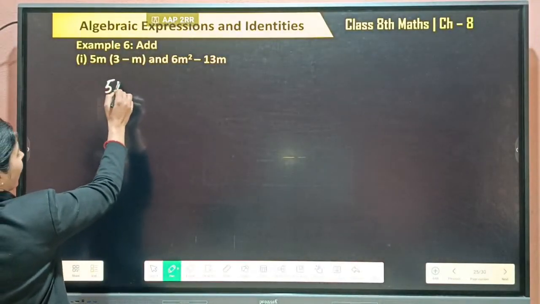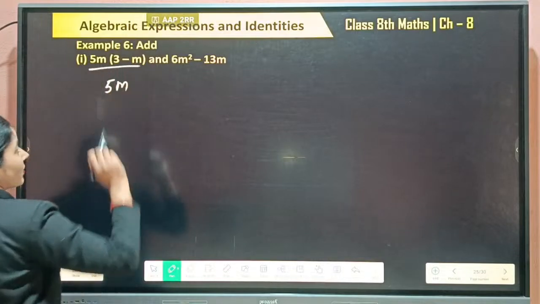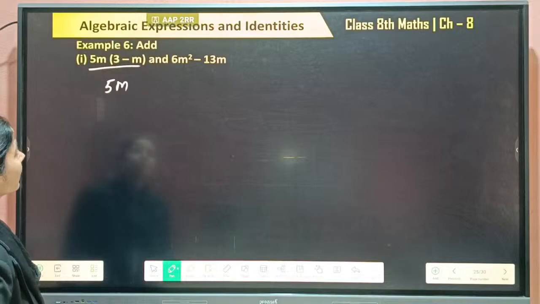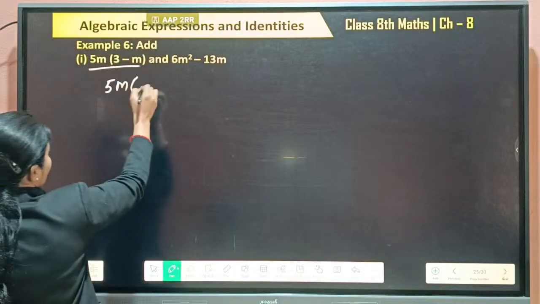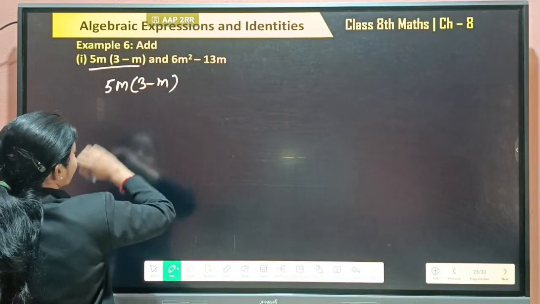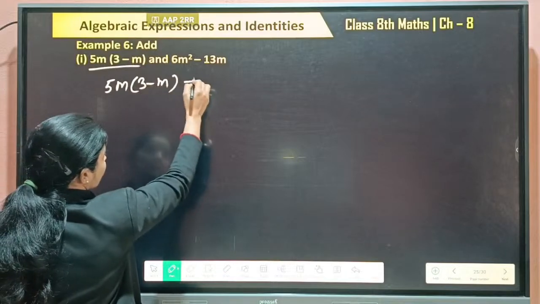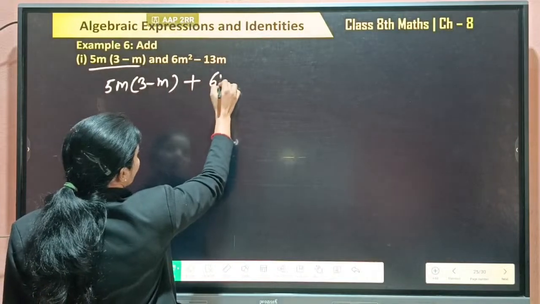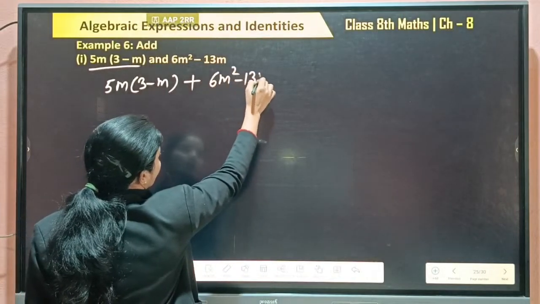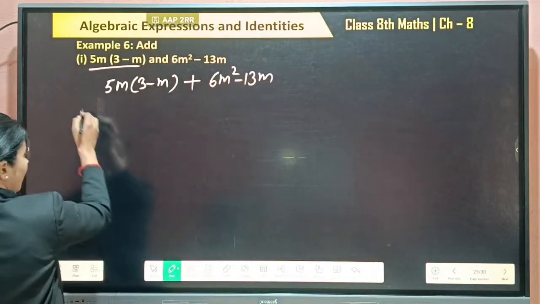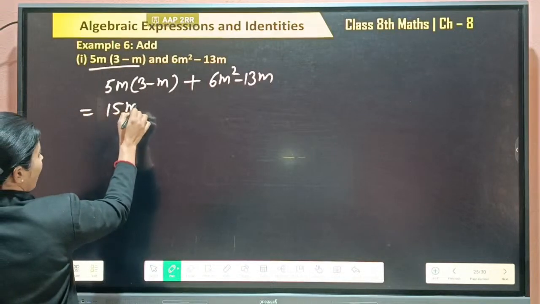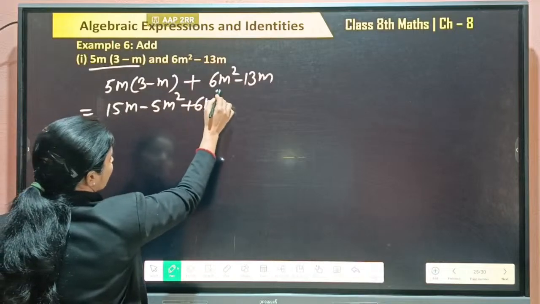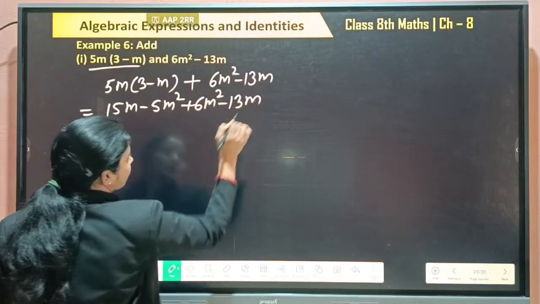This 5m, first of all, I want to simplify. I want to multiply this 5m with this bracket 3 minus m, and we have to add, so put an addition sign, 6m square minus 13m. It will be 15m minus 5m square plus 6m square minus 13m.